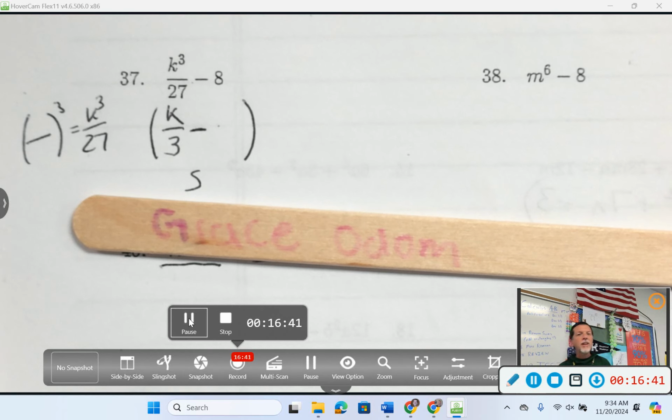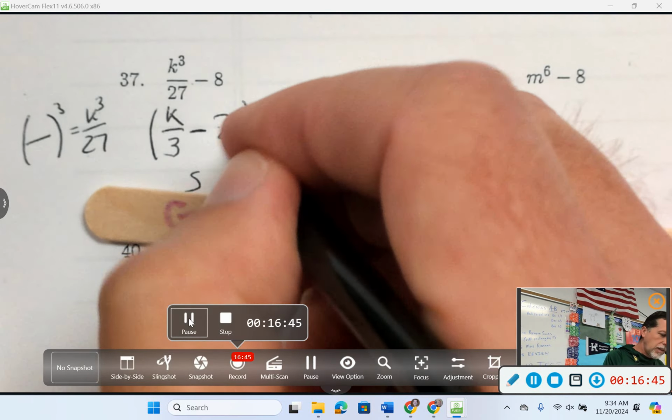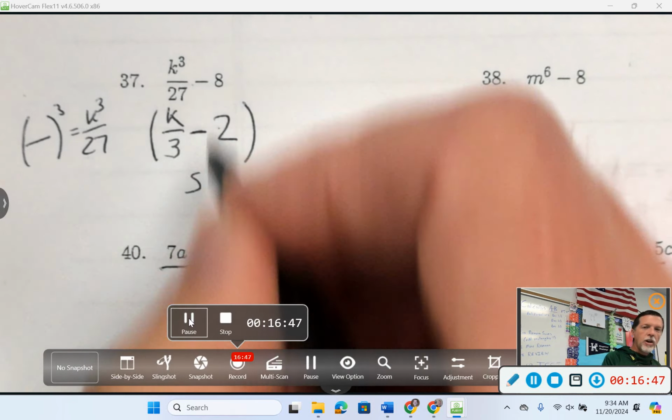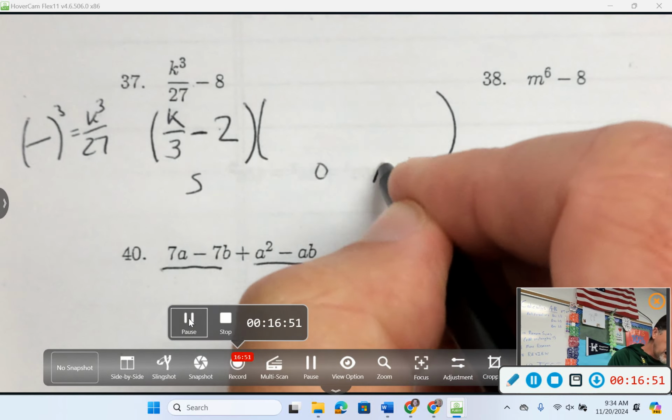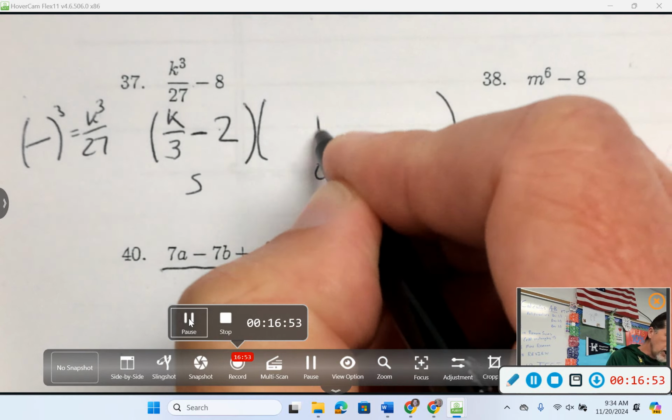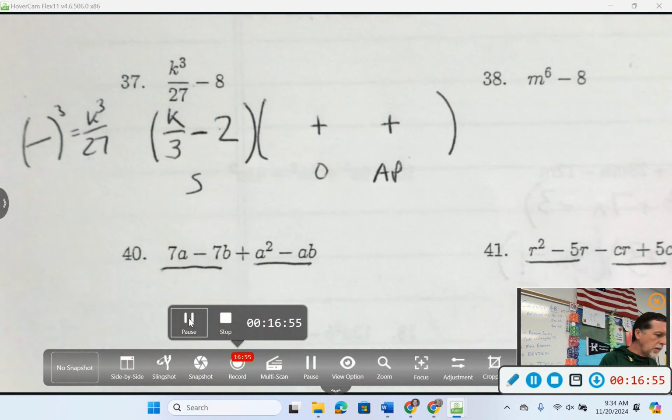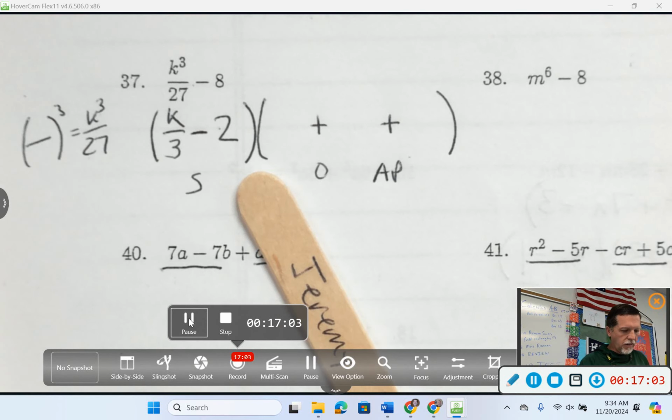Grace, you got the easier one, I think. What would we cube to get to 8? 2. So there's our cube roots, but that's not all of the factoring. Same, opposite, always positive. So I've got 3 more blanks to fill here.